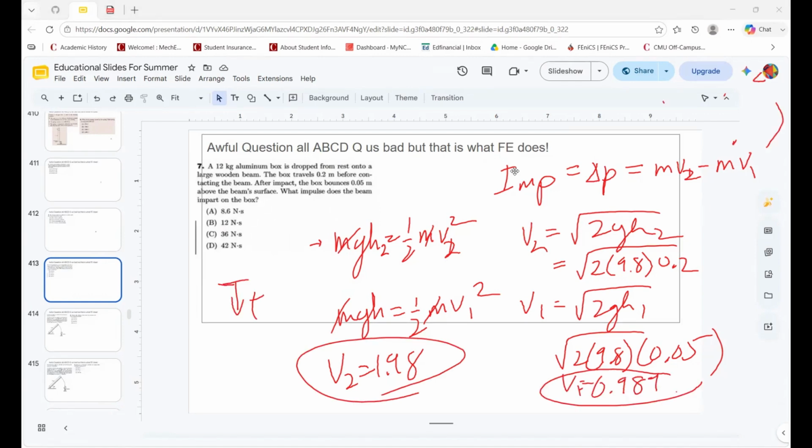This is the hardest part because you never expect it. Since we only got the magnitude, we need to figure out if it's negative or positive. This should actually be plus or minus, I just didn't write it. But now it matters: I decided this way is positive, so V2 is positive and V1 is actually negative.